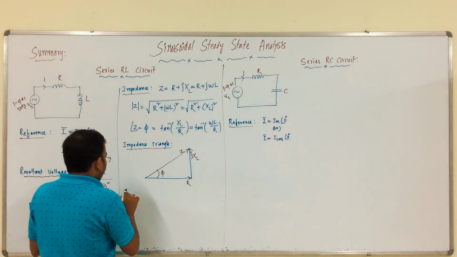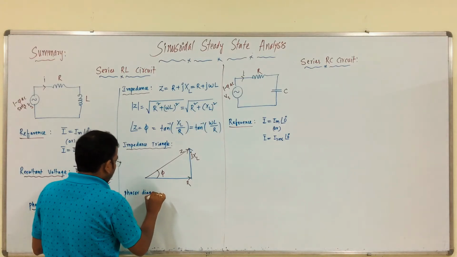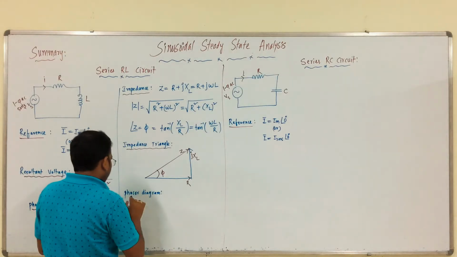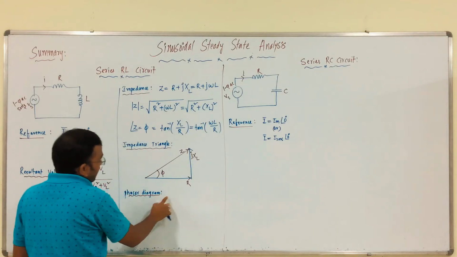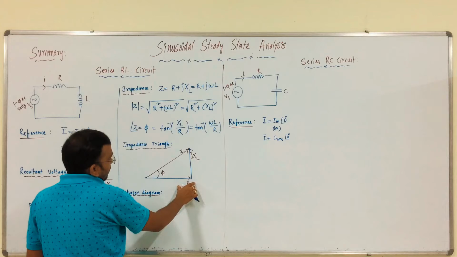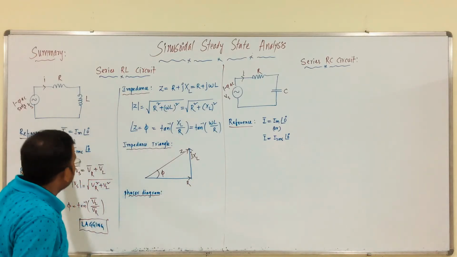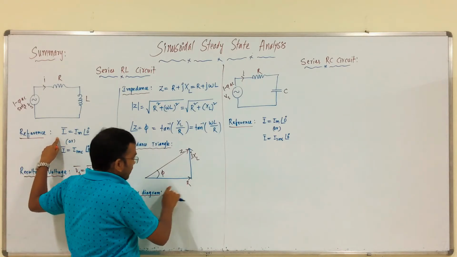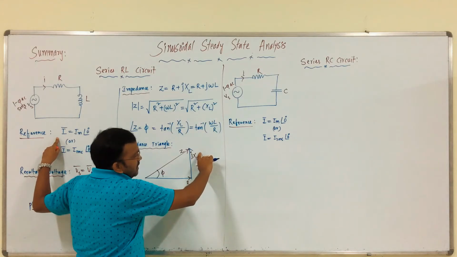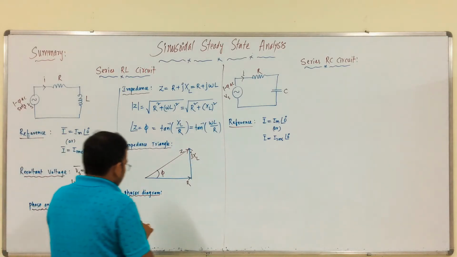Then what is the phasor diagram? Simple. To get the phasor diagram, we have to multiply this impedance triangle, each and every component, with what? The reference. What is the reference here? Current. So, I into R is nothing but VR. I into JXL is nothing but the voltage across the inductor, VL. I into Z is nothing but the resultant voltage, right?